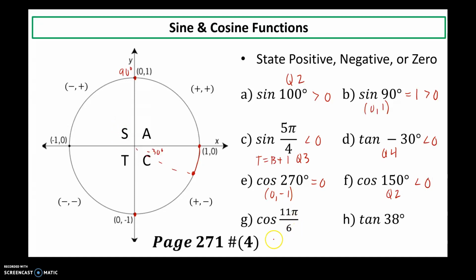11 pi over 6. So now I go back to my relationship with radians. My top number is 2 times my bottom number, minus 1. That makes 11 pi over 6 a fourth quadrant angle. In the fourth quadrant, the cosine is positive. So cosine of 11 pi over 6 will be greater than 0. And then lastly, 38 degrees is a first quadrant angle. All our trig functions are positive in the first quadrant, so that'll be greater than 0.